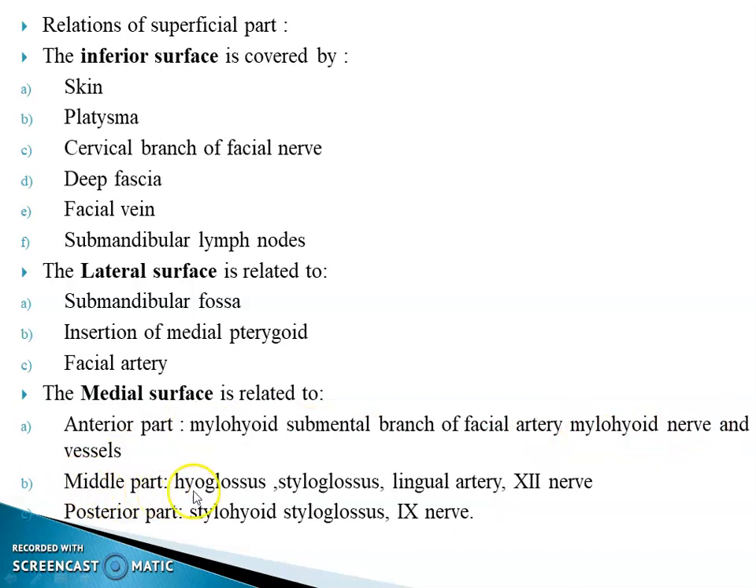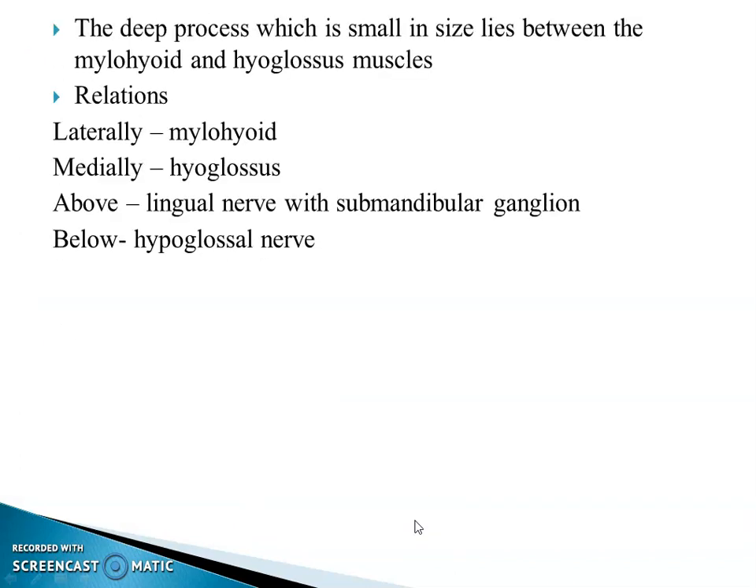Then this middle part is related to the hyoglossus, styloglossus, lingual artery, and the 12th nerve. Then the posterior part is related to the stylohyoid muscle as well as the styloglossus muscle and the 9th nerve. This deep process is small in size and lies between the mylohyoid and the hyoglossus muscle.